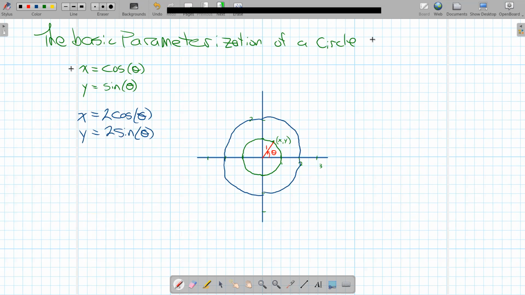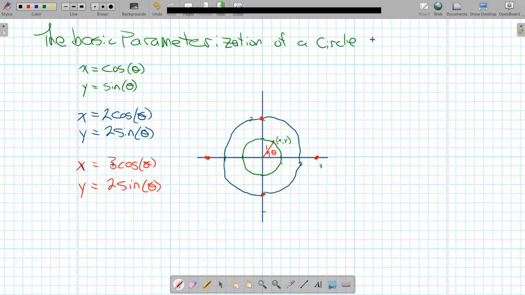So for example, what if we try x equals 3 times the cosine of theta and y equals twice the sine of theta? What's going to happen? Well, at the angle 0, cosine is 1, so for sure I'm going to get that point right there. And the sine, when theta is pi over 2, is going to be 1, so for sure I'm going to get this point up here, and so coming around, I'm going to get those 4 points.